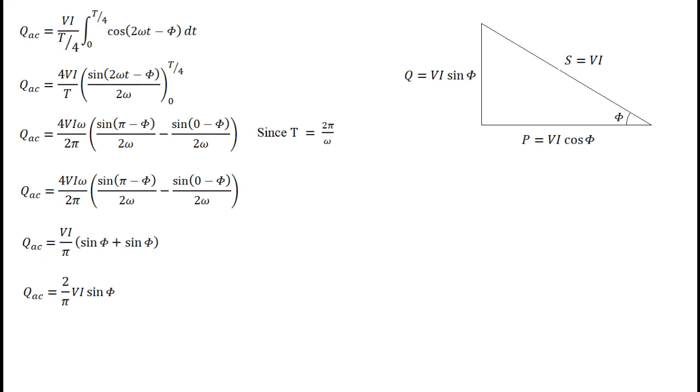While relating apparent power S, active power P, and reactive power Q, the reactive power is set equal to V into I into sin phi. Since these powers would be related geometrically through a right angle triangle, the factor 2 upon pi merges into the scaling factor.